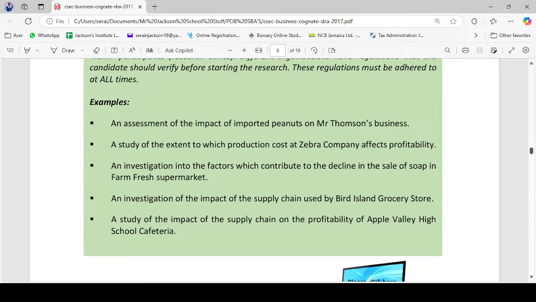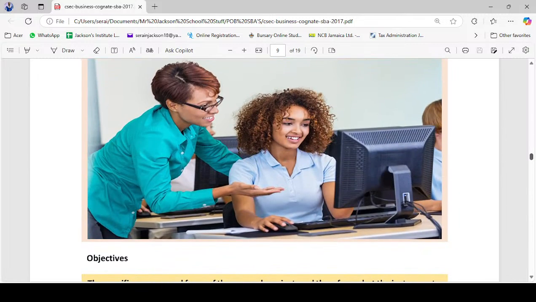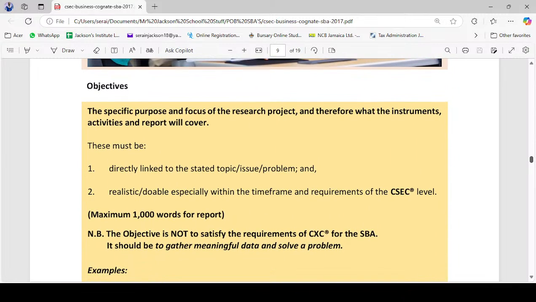And next one, an investigation of the impact of the supply chain used by Bird Island Grocery Store, a study of the impact of the supply chain on the profitability of Apple Valley High School cafeteria. That is also an example of an accounts SBA, right? So you could see where those could be helpful, right?